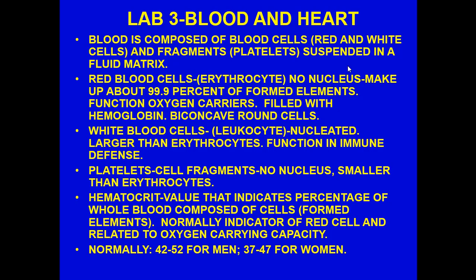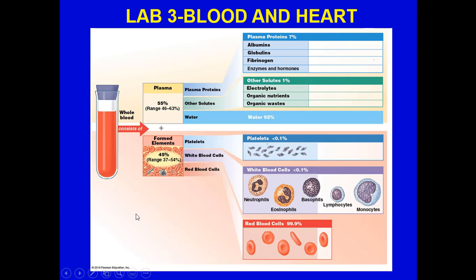When you talk about normal levels of hematocrit, it ranges from 42 to 52 for men and 37 to 47 for women. As you can see in this diagram here, we have whole blood. When we start separating it down, 55% of it, and the range does vary, 46 to 63, consists of plasma, which will include plasma proteins, albumins, globulins, fibrinogen, enzymes, hormones. Also, we want to include things like antibodies. Other solutes would be electrolytes, organic nutrients, waste, as well as water. 92% of plasma is water.